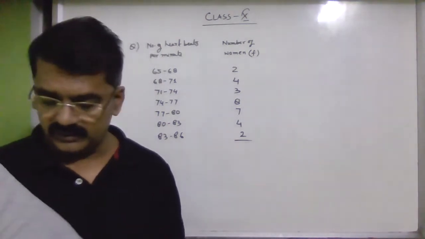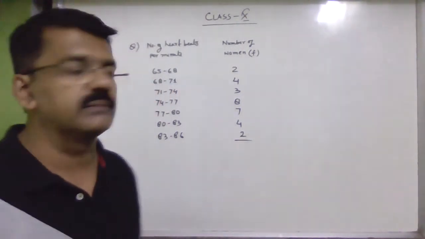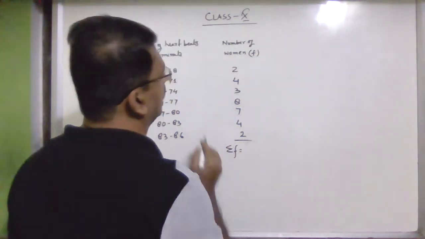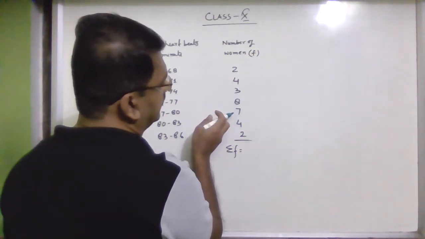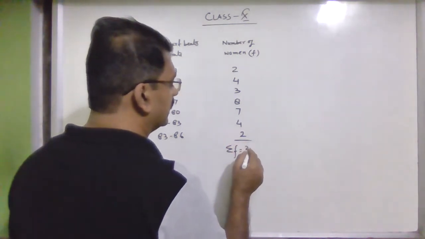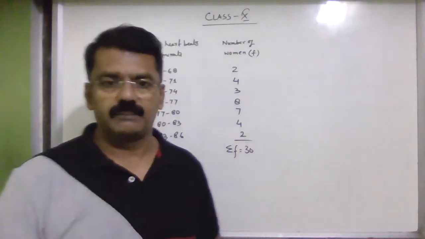So first of all, we will add the frequencies, means we will find sigma f. I told you sigma means the summation. So sigma f: 2 plus 4 is 6, and 3 is 9, 9 plus 8 is 17, and 7 is 24, and 4 is 28, and 2 is 30. So you can see we are getting sigma f as 30.